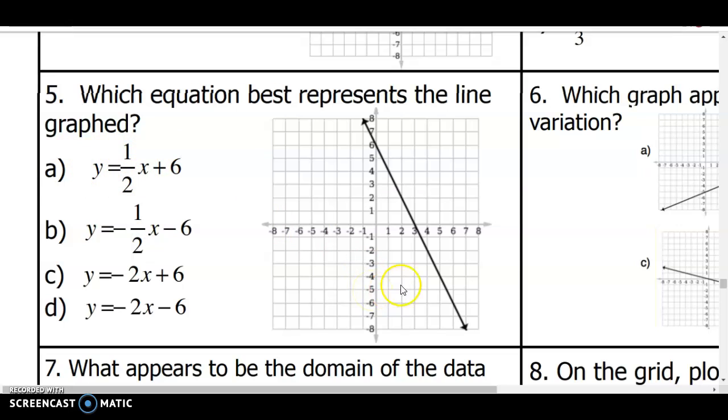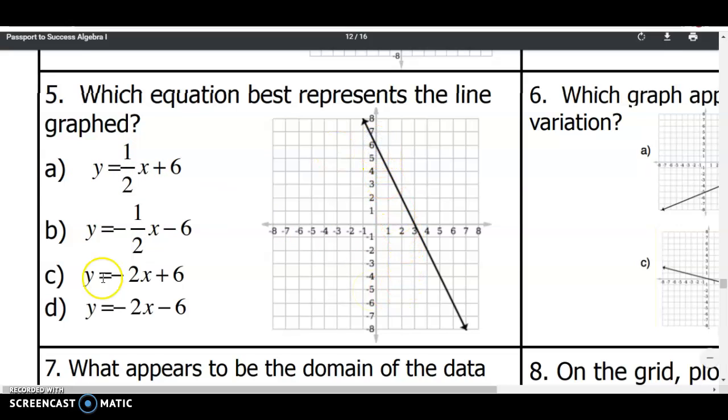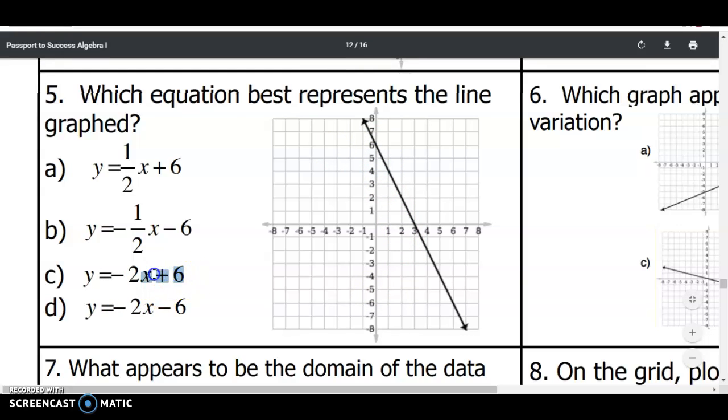Let's go for the next easiest thing. My y-intercept is at 6. Well, my only answer choice that has a y-intercept of +6 is C. But let's just make sure, so I can find my slope. It crosses through evenly here, up 2 over 1, up 2 over 1. Yep, my slope is 2.